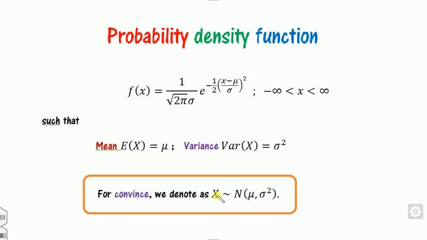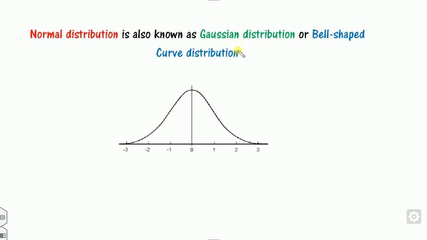We will generally denote it as capital X follows the normal distribution. So it follows the normal distribution having mean mu, and the second parameter is called the variance. This normal distribution is also called the Gaussian distribution, and the curve is called the bell-shaped curve. Look at the graph, it looks like a bell, so that's why it is called the bell-shaped curve. And this center point is the mean.